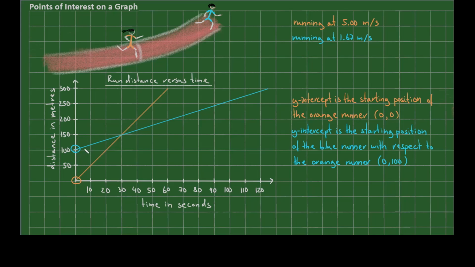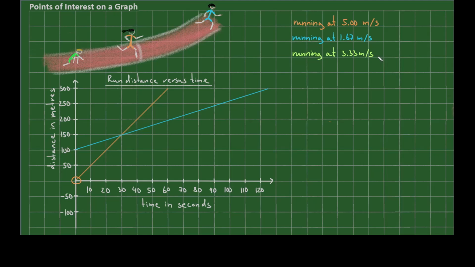What about the point where these two lines meet? Well, that is the point of intersection. In this case, it represents a point in time when the orange runner catches up with the blue runner. And according to this graph, it seems to happen after 30 seconds and 150 meters. And so the coordinate for the point of intersection would be 30, 150.